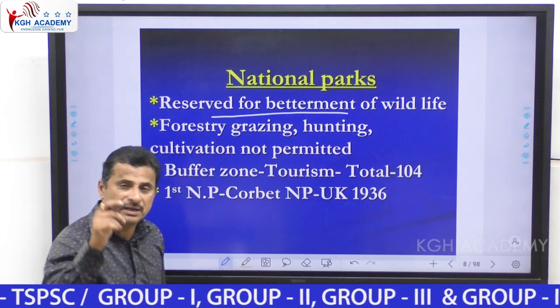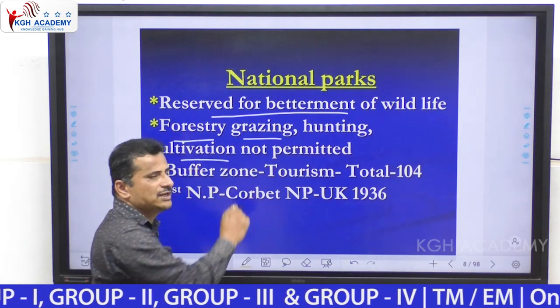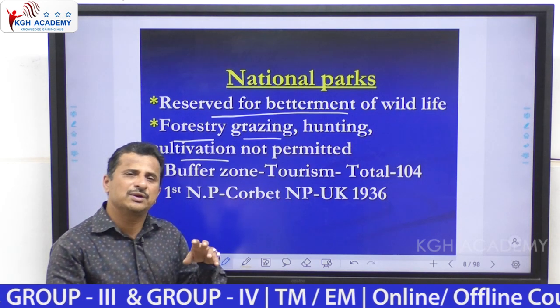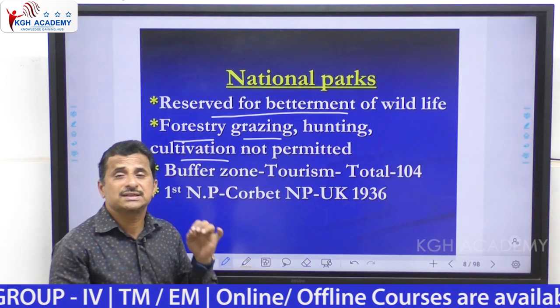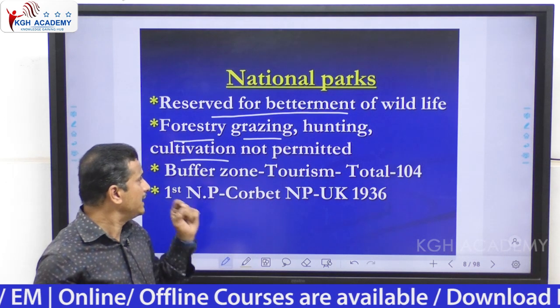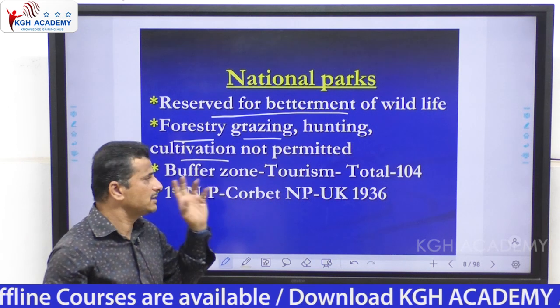Okay, so in a national park, forestry, grazing, hunting, cultivation, etc. are not permitted. Local people cannot enter these national parks. Very strict rules are applicable in national parks. Cultivation, hunting, grazing, etc. are not permitted in national parks.